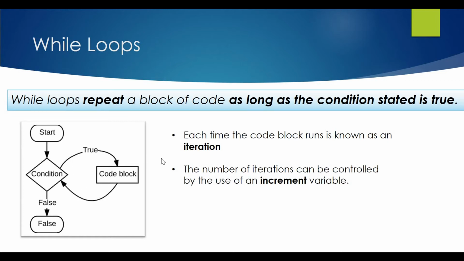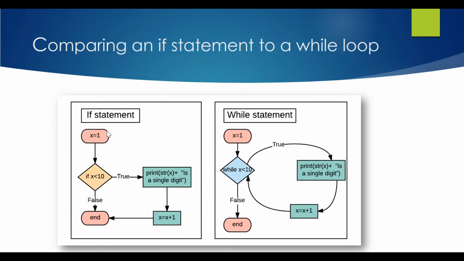So let's compare if, else, and elif statements with a while loop. We start off with both of these, an if statement and a while loop, with x equals 1. We'll say if x is less than 10 and while x is less than 10, which is the only difference between these two pieces of code. The code block for the if statement will say print string x is a single digit, so we're converting x to a string and saying it's a single digit. Then we're adding 1 to x.